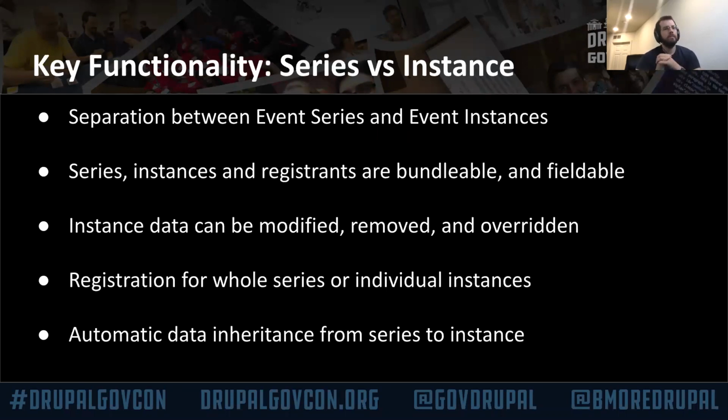So one of the main functionalities is the difference between a series and an instance. There's a distinct separation. As a content editor or an events manager or whatever your title happens to be, you create event series. You don't create event instances. Event instances are automatically created when an event series is created. So you would set up the recurrence pattern, as we call it. You would say, I want this event to recur every week on Monday, Wednesday, and Friday, and the system will automatically generate the associated event instances.